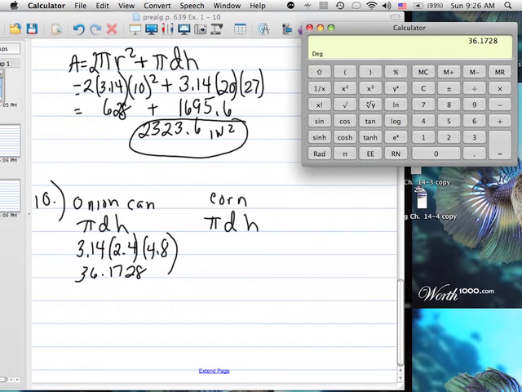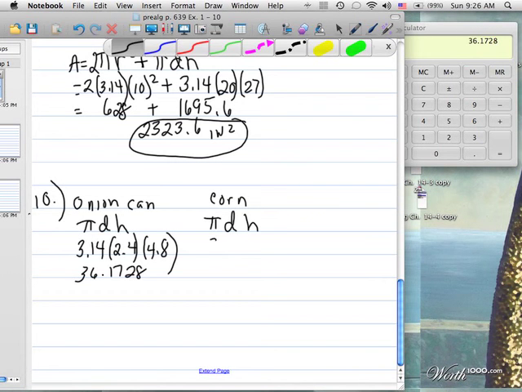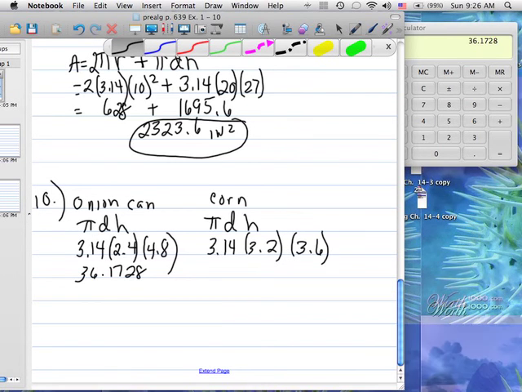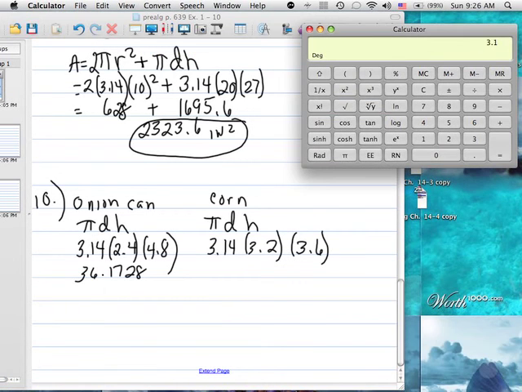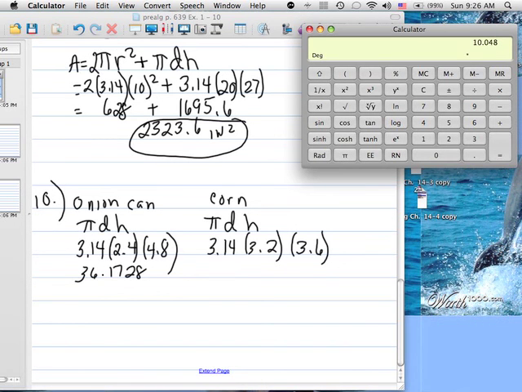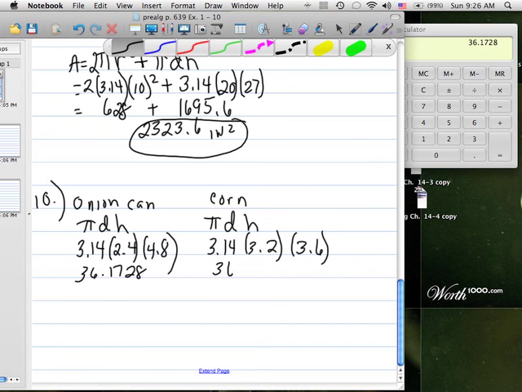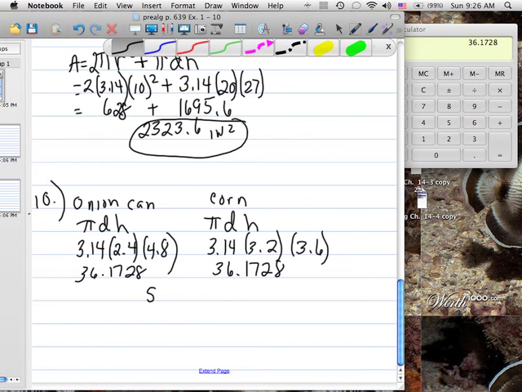Now the can of corn, pi is 3.14. Its diameter is 3.2, and its height is 3.6. So multiplying that out, 3.14 times 3.2 times 3.6 gives us the same number, 36.1728. So what do we notice? They're the same. They're equal.